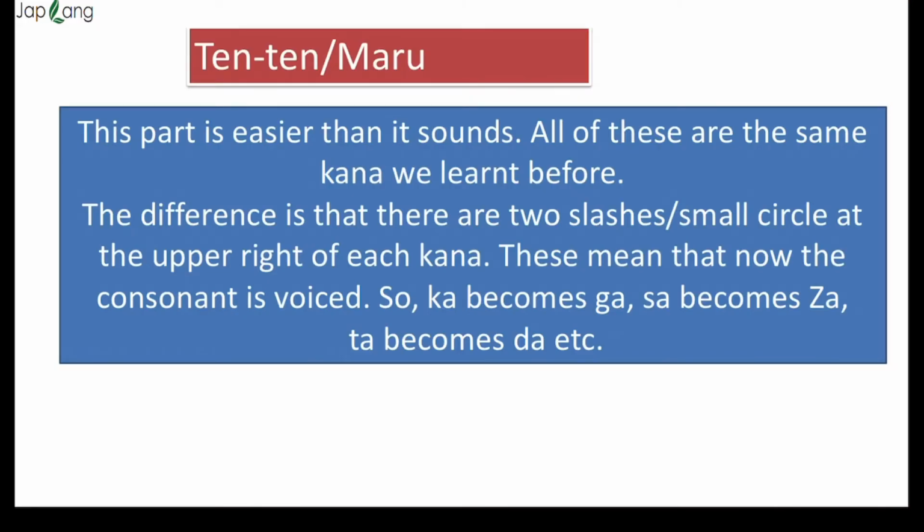Alright, so we move to tenten and maru. So what is tenten and maru? This part is easier than it sounds. All of these are the same kana we learned before, the basic hiragana. The difference is that there are two slashes or a small circle at the upper right of each kana. This means that now the consonant is voiced. So ka, which we learned in the previous video, becomes ga, and sa becomes za, and ta becomes da, etc. So we will see how we make it.